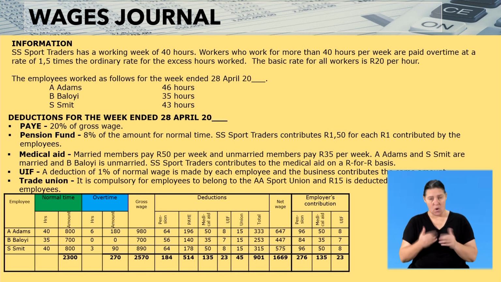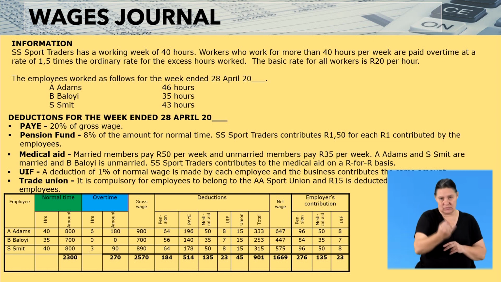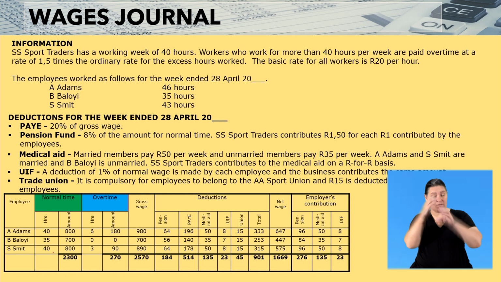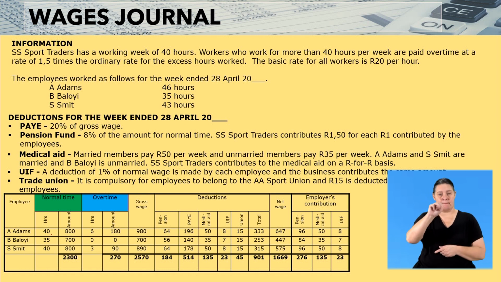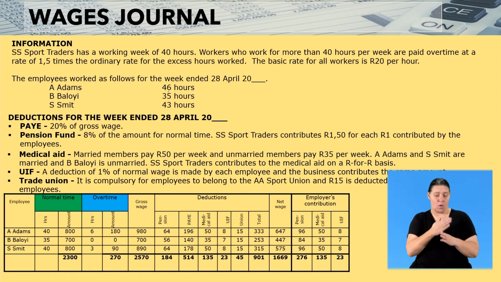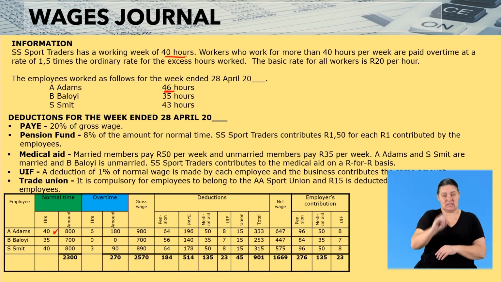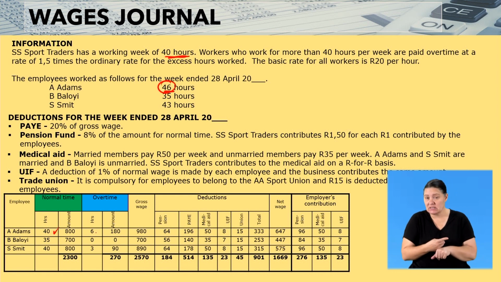We will now complete the information, and we want to see how it will look when we prepare the wages journal. I'm going to focus first on Adams. Adams has worked 46 hours, but his normal time is 40 hours because we have working hours of 40 hours, which is normal. But he has worked 46. The 6 hours therefore come to the overtime.